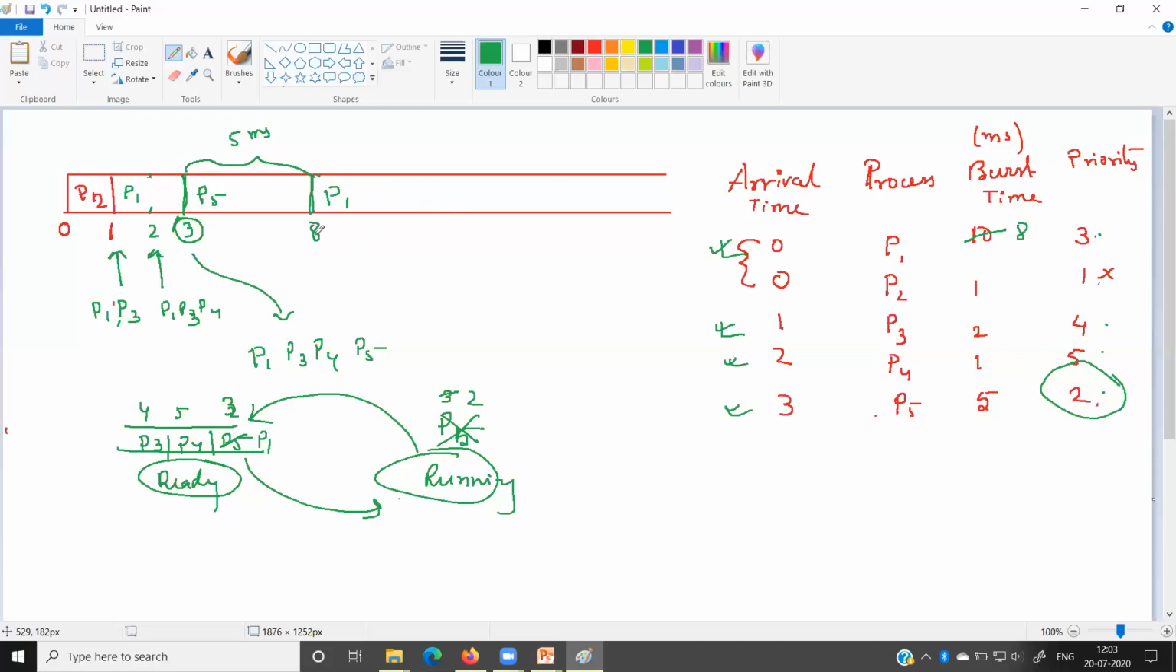Okay. So P1 will start at 8 and it will leave the CPU after completion of 8 units of its burst time. So this is 8 milliseconds. So the next slot will start from 16. Now 2 processes are there, P3 and P4. P3 has the higher priority compared to P4, so P3 will get the chance for execution.